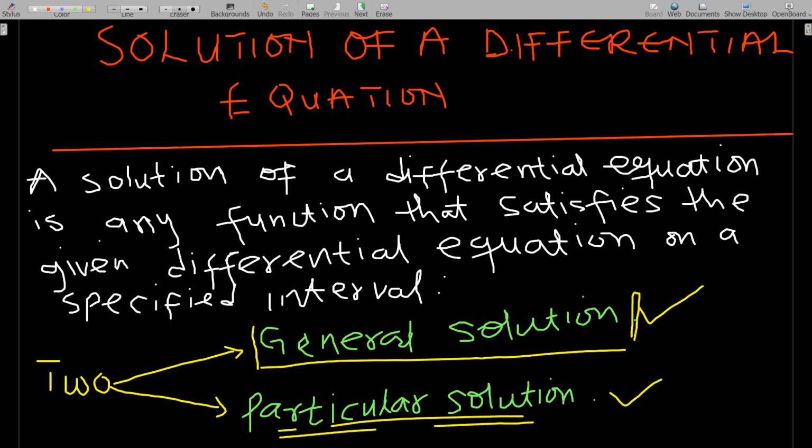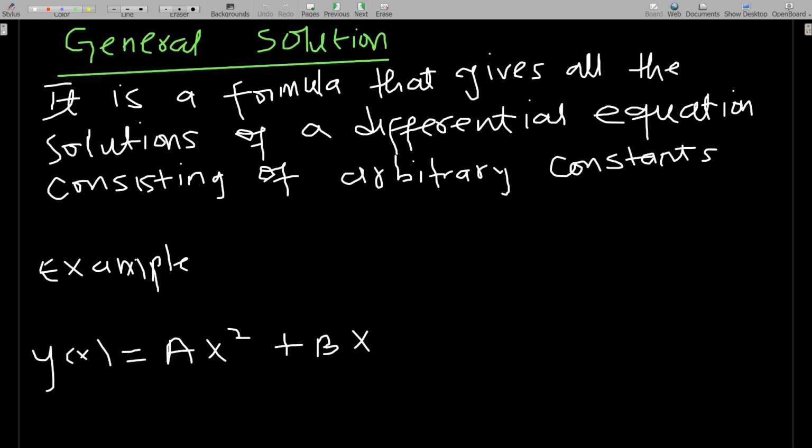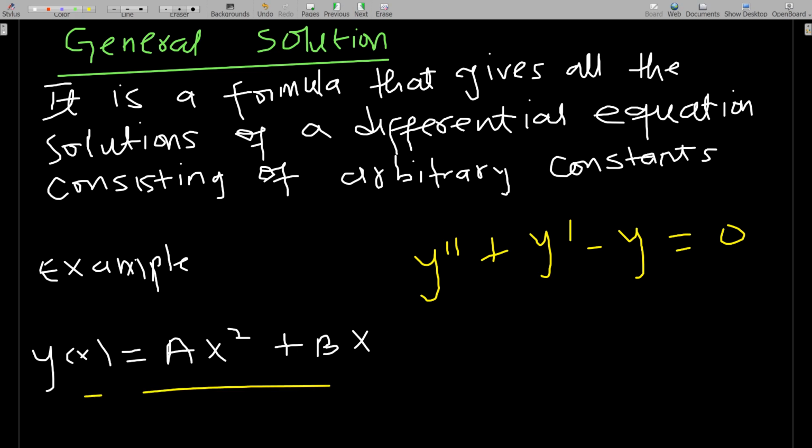Now let's talk about the general solution. The general solution is a formula that gives all the solutions of a differential equation, consisting of arbitrary constants. So let's say you have a certain differential equation, let's just write this: y prime minus, let's say, y equals some 0. I've not tested this, but if you say that this is a solution to this, since we don't know a and b, they are just arbitrary constants, and for every value of a and b you pick, you get a different solution, a different y of x.